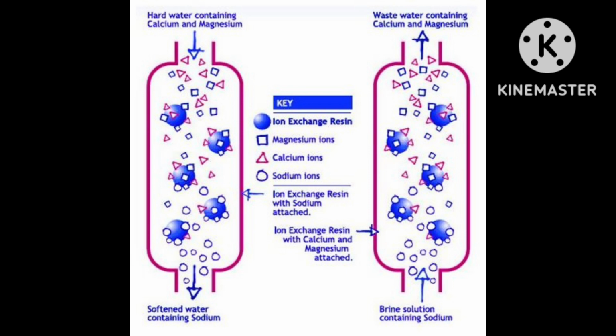Today I am going to discuss permanent hardness. Last class I discussed temporary hardness of water. Now I am going to discuss permanent hardness. Permanent hardness is due to the presence of soluble salts of magnesium and calcium in the form of chlorides and sulfates in water. Permanent hardness is not removed by boiling. It can be removed by some methods.